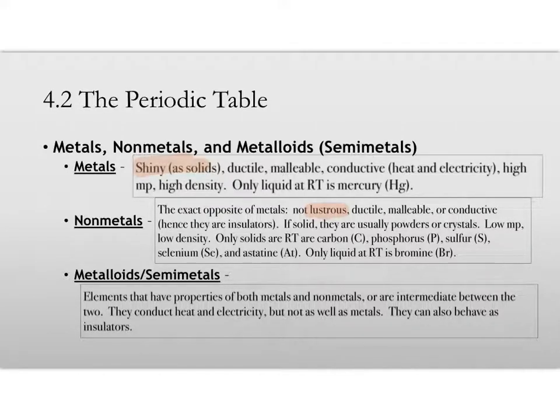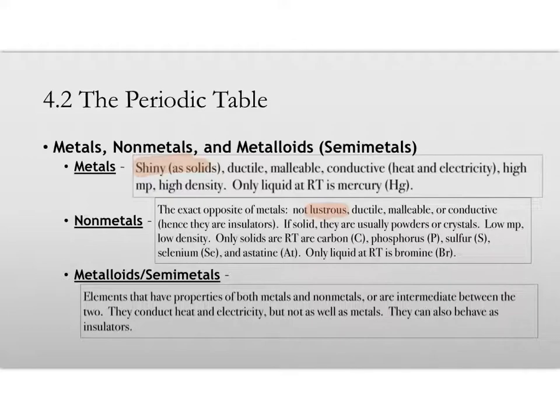Phosphorus and sulfur, though, are dull as solids. They're not ductile, they're not malleable, they don't conduct electricity or heat, so hence these nonmetals are insulators. They have low melting points, and they have low densities. Most of the elements that are nonmetals are gases at room temperature. The only solids at room temperature are carbon, phosphorus, sulfur, selenium, and astatine. And the only one that is a liquid at room temperature is bromine.